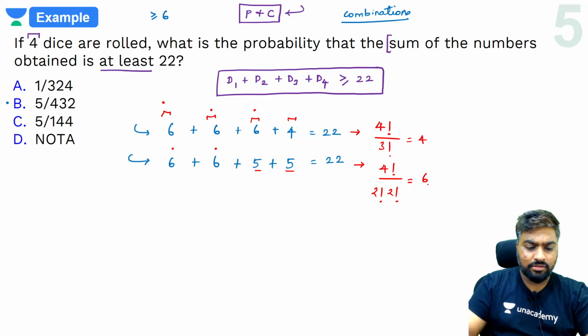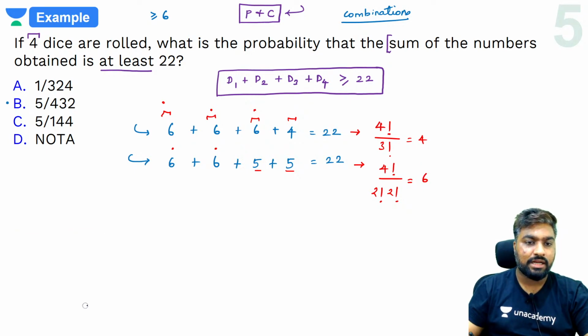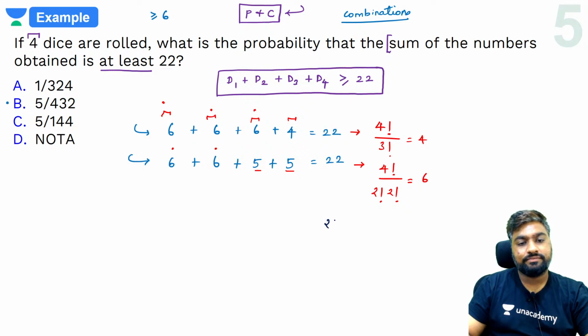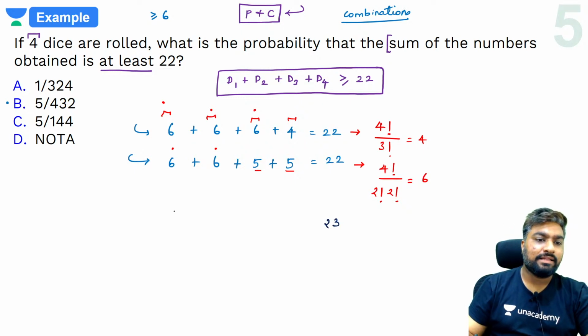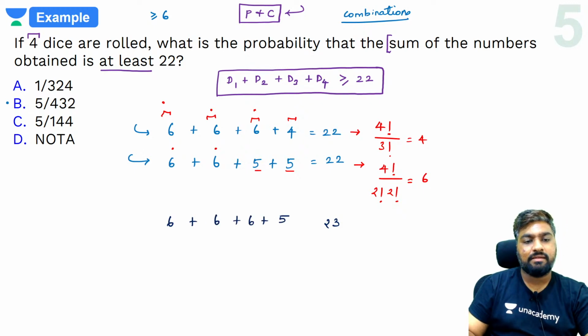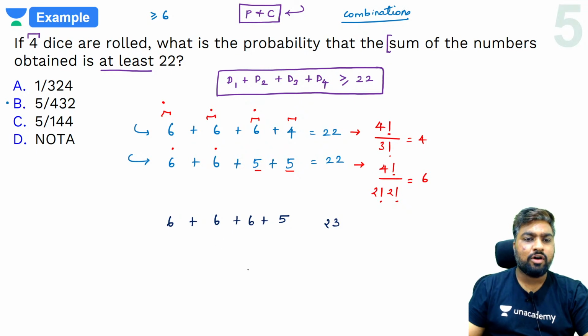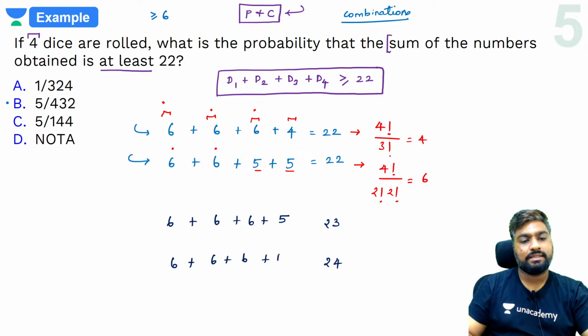Is this the answer though? यहाँ पे खत्म हो गया क्या? Not yet. We also have other numbers. What are the other numbers? 23. So when will you have 23? You will have 23 when you do 6 plus 6 plus 6 plus 5, 18 plus 5, 23. उसके अलावा और कुछ कर सकते हैं? If this is 4, then one number at least has to be 7. Can't happen. So 23 का सिर्फ एक possibility. Next number is 24, only one possibility: 6 plus 6 plus 6 plus 6.